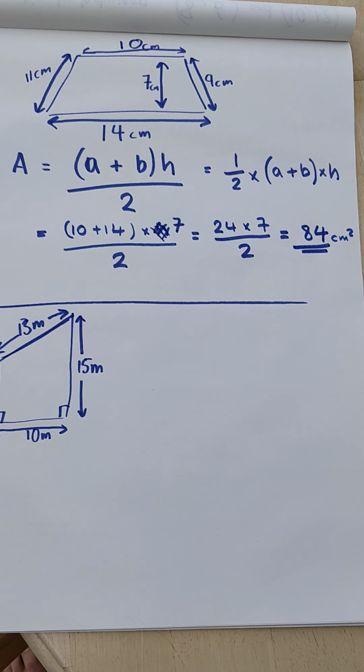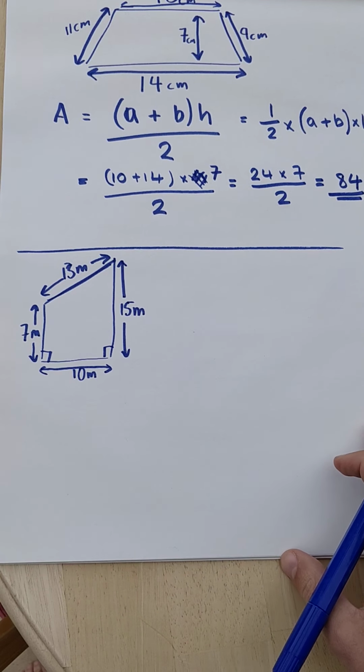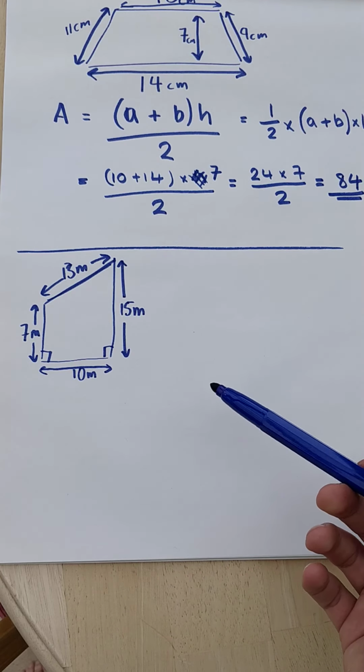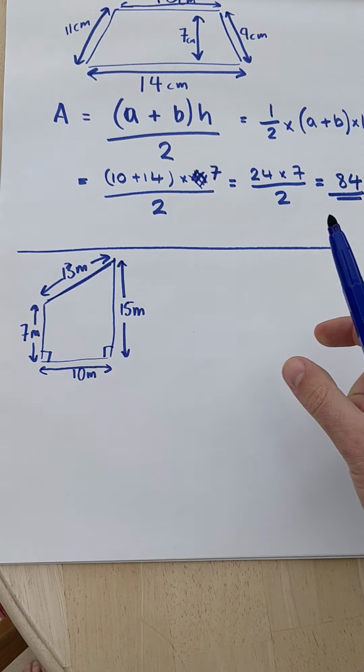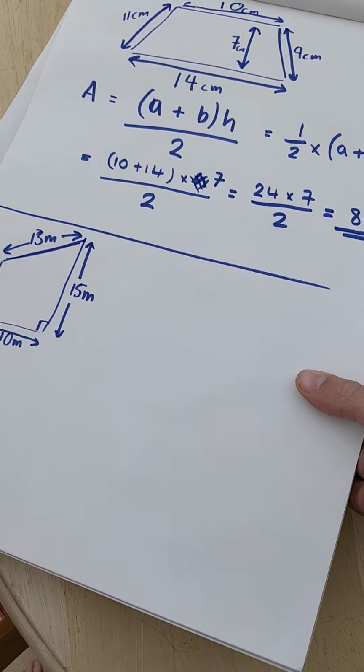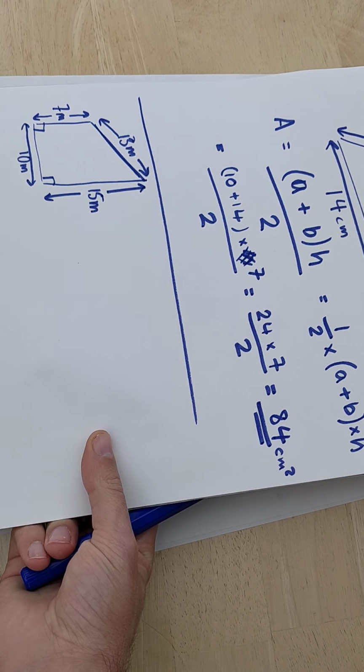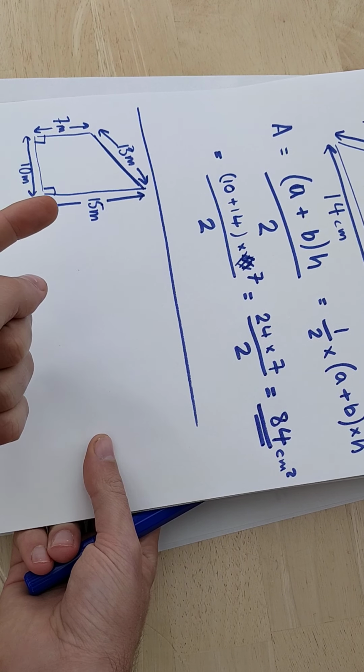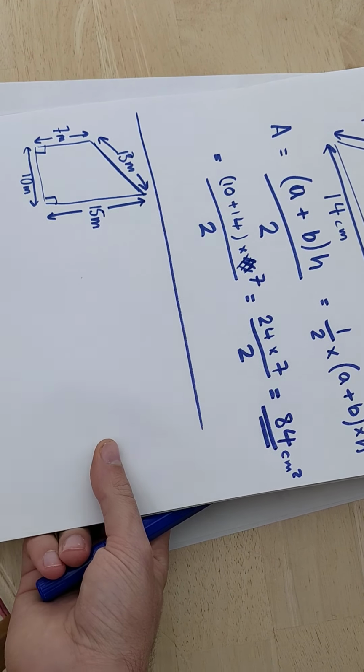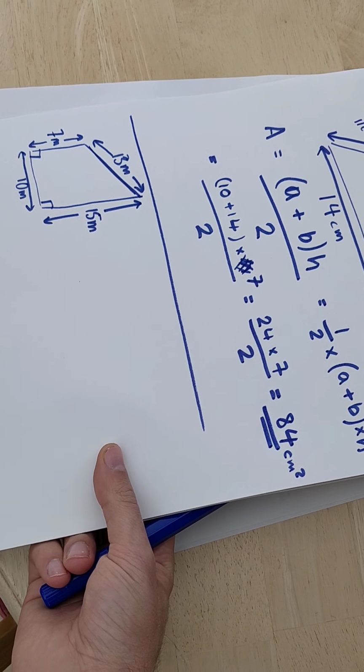Now, sometimes you might get given something that looks a bit trickier, but if you remember my video from yesterday, whenever you get something like this, if you turn it on its side, all of a sudden we've got a top, a bottom, and a height. Just turn it around and make it a little bit easier for yourself.